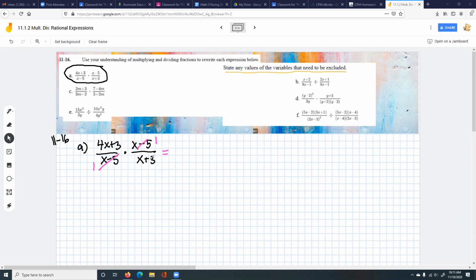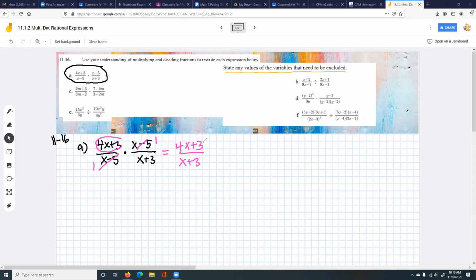I cannot cross cancel anything here. You can't cancel that 3 and that 3. That's bad because there's pluses tying these together. So you can't do that, okay? You can only leave it like this. 4x plus 3 over x plus 3.